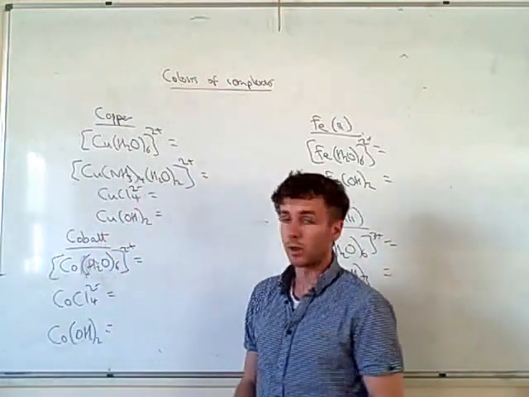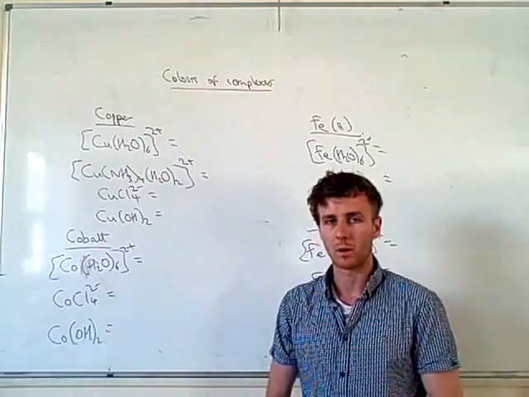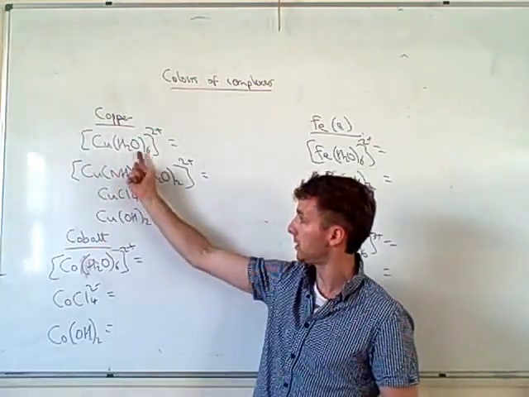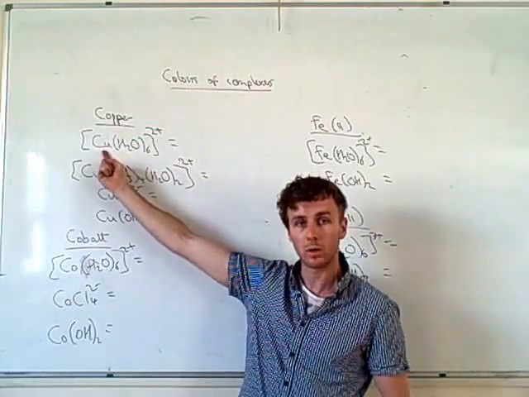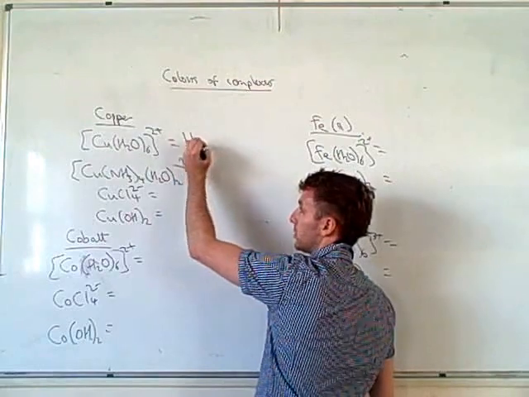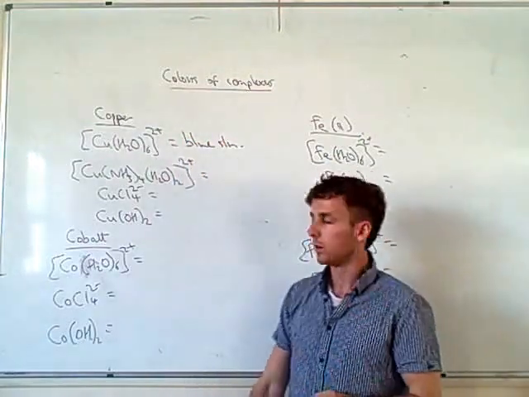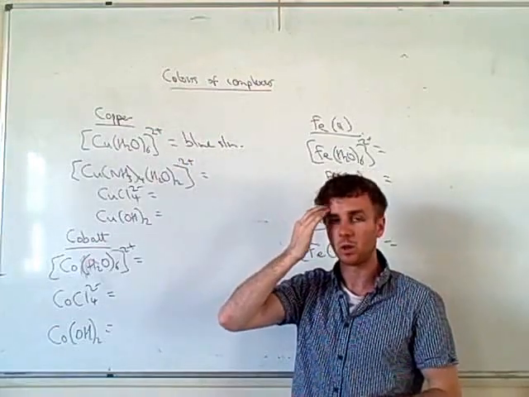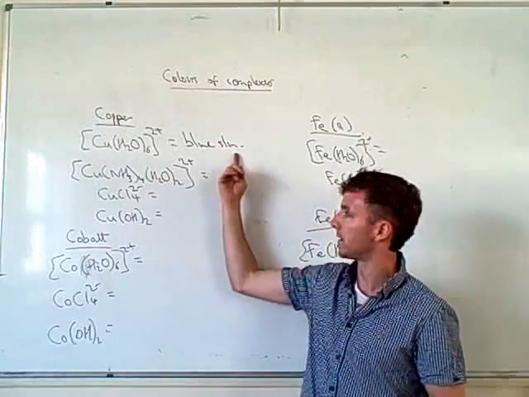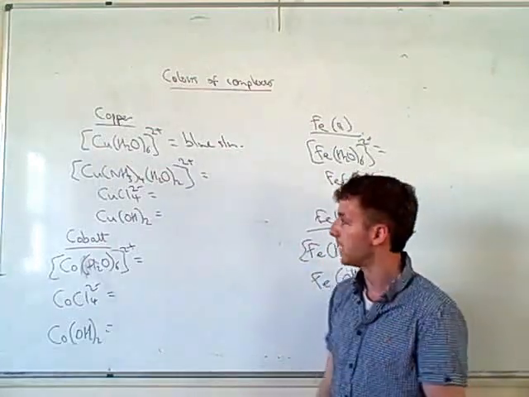So really, I'm just going to go through the colours. I mean, I guess you could learn this from a sheet, but I guess if I put it on a video, it might help it stick in a little bit more. So your hexa-aqua copper, 6 waters bonded to a copper, that is just a blue solution. And it's really important you follow each of these colours by either the word solution or precipitate. Now I'm going to abbreviate, don't abbreviate in the exam, actually write the word solution or precipitate.